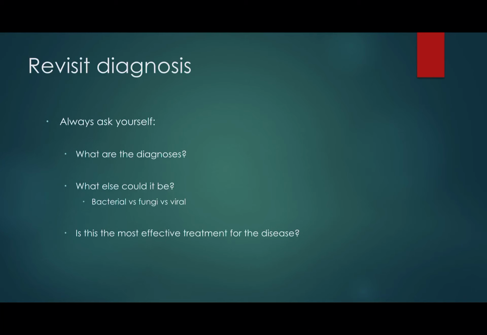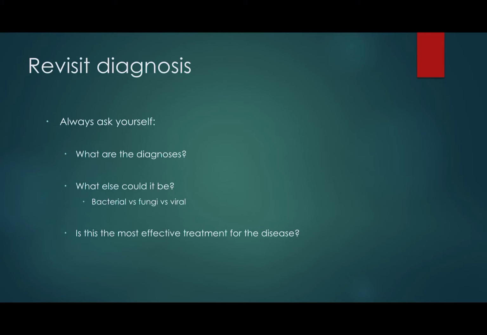Always ask yourself whether the diagnoses that you've got are the correct diagnoses, whether there's something else that could be going on. And a common one is if you assume that an infection is bacterial, it's always worth asking yourself, could this actually be a viral infection? Could this be a fungal infection? Or could this be a mimic to infections such as a thrombus? And then, what is the most effective treatment?